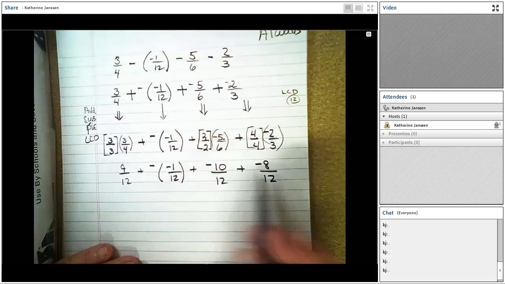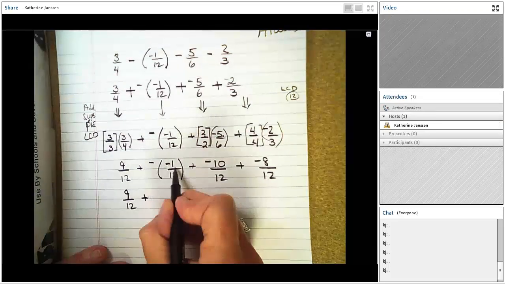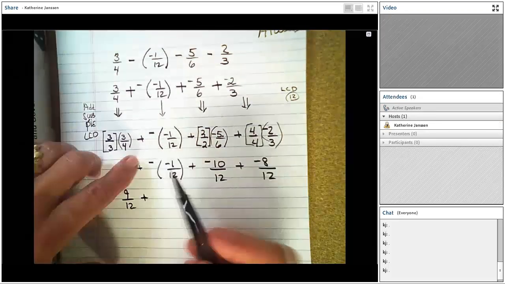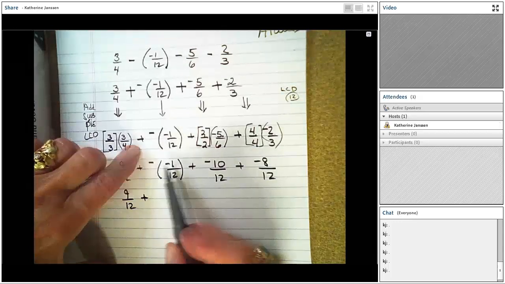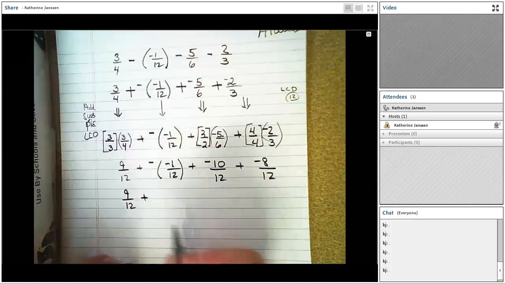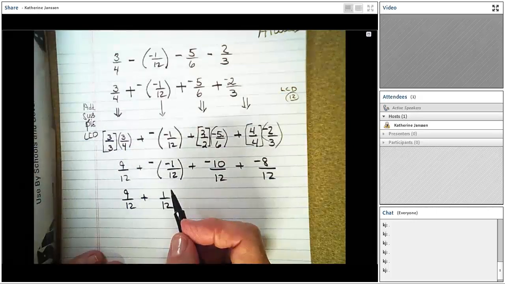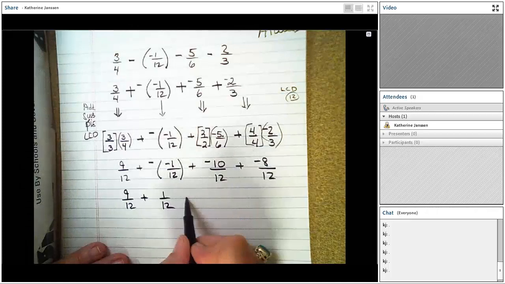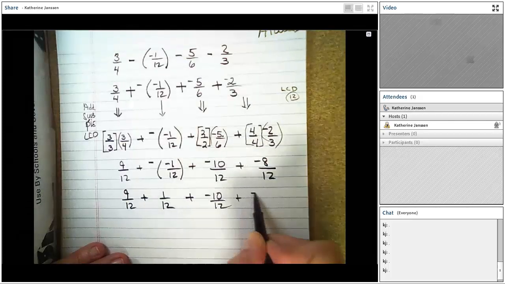Let's clean this up a little bit. 9 twelfths plus the opposite of negative 1 twelfth. The opposite of negative 1 twelfth would be a positive 1 twelfth. Plus a negative 10 twelfths plus a negative 8 twelfths.